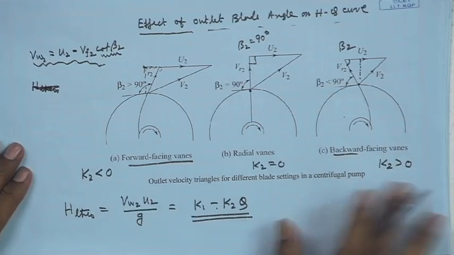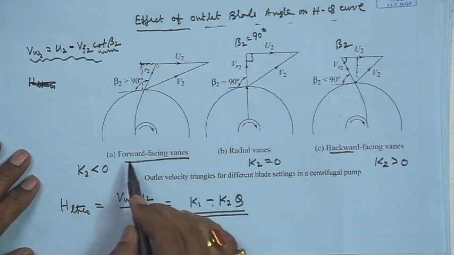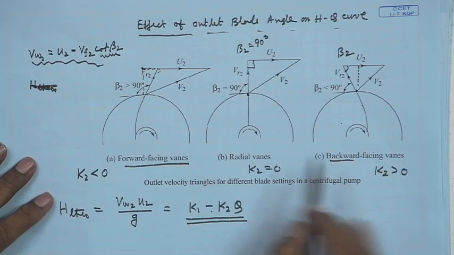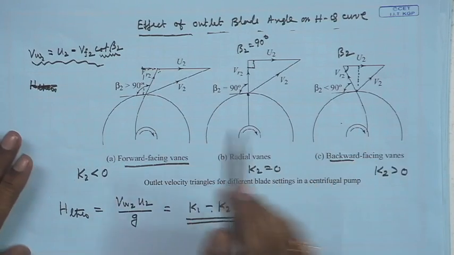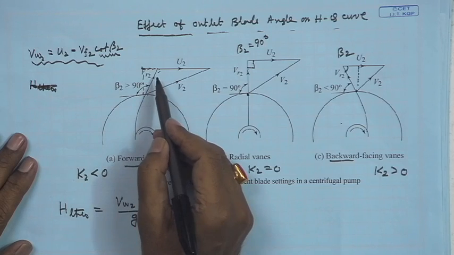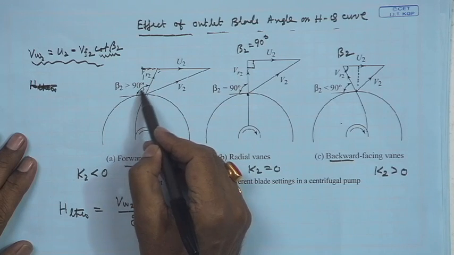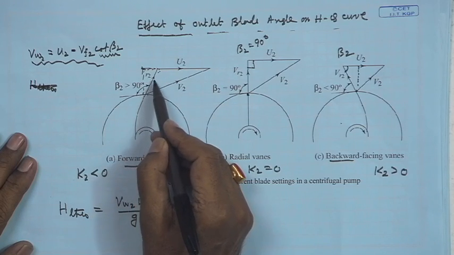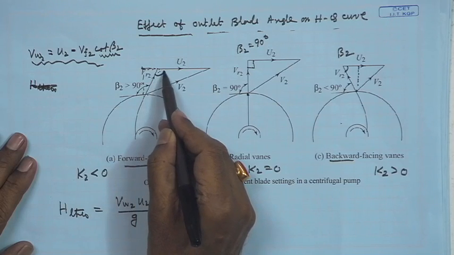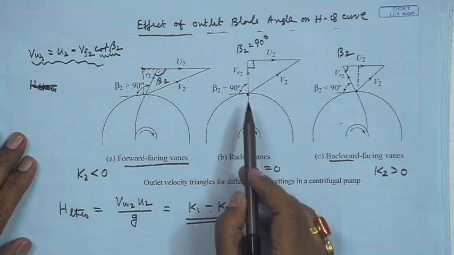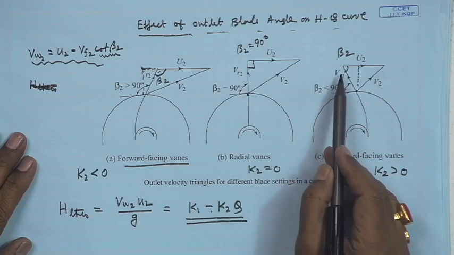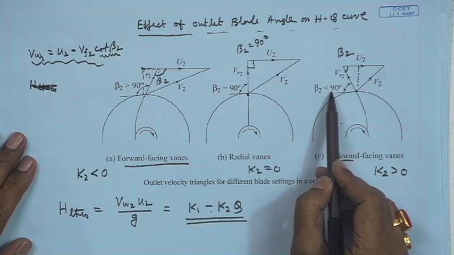Now you see, from these three types of blades, forward facing, radial and backward facing, and their velocity triangles, the main difference is that in this case the value of beta 2 is obtuse, greater than 90 degrees; here the value of beta 2 is 90 degrees; and here the value of beta 2 is less than 90 degrees.